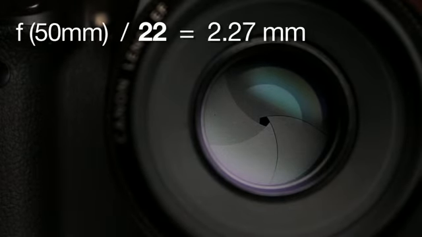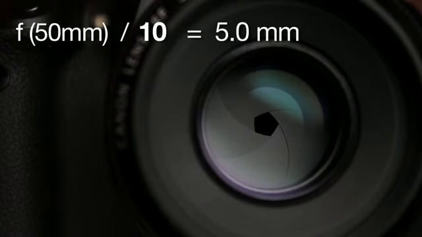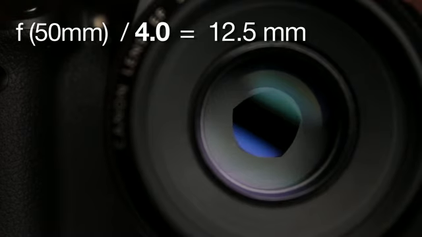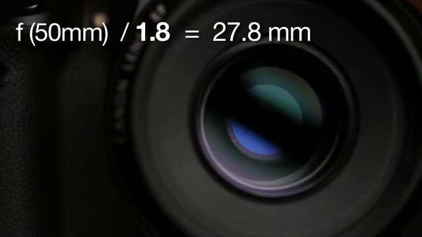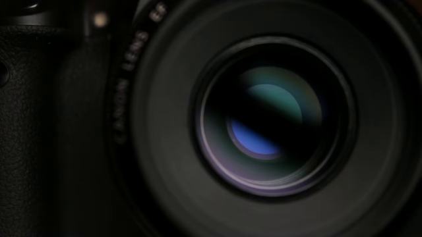Watch again what happens when I scroll our aperture down from f/22 to f/1.8. The size of the iris increases as our f-stop decreases because we're dividing the focal length number by smaller and smaller numbers. The size of your aperture not only influences exposure, but depth of field, and we'll cover that in our next video.